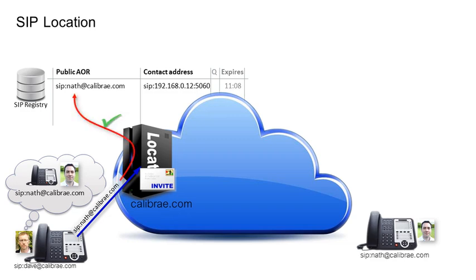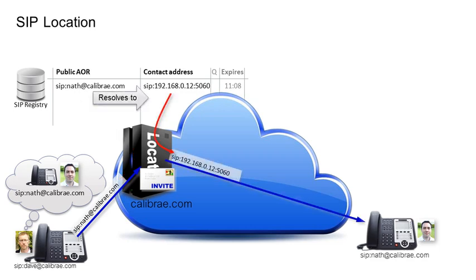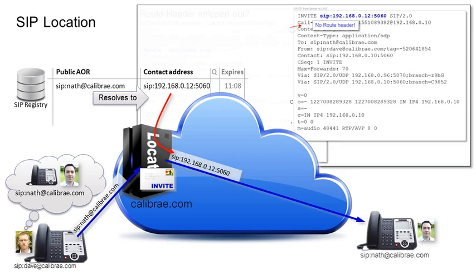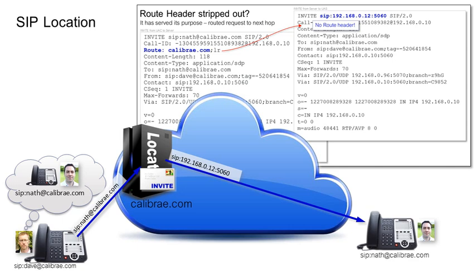He is, so the server grabs Nathan's contact address and replaces the original request URI with the resolved contact address. It also removes the root header address from the inbound request before routing the request downstream to the newly updated request URI. Receiving the invite, the downstream UA responds with a 100 trying, reporting reliable delivery.